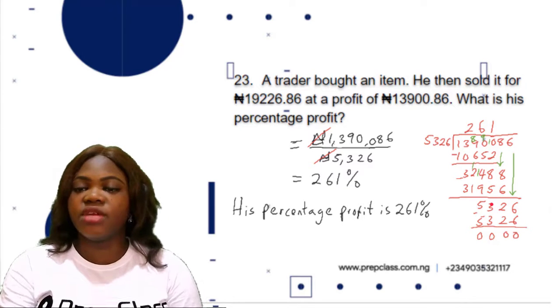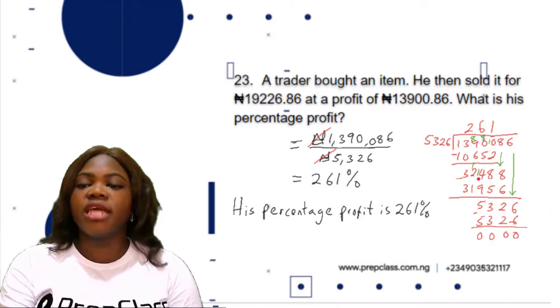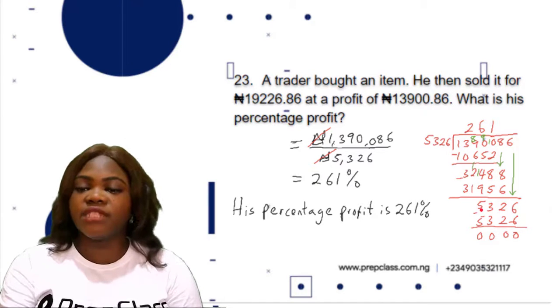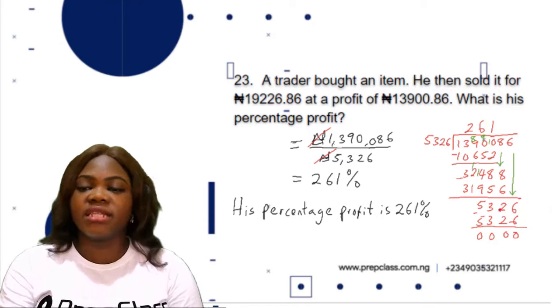8 minus 5 is 3. 4 minus 9 is not possible, so we get 1 from 2. It remains 1. Put the 1 here, it becomes 14. 14 minus 9 is 5. Then 1 minus 1 is 0. 3 minus 2 is 0. So now we have 532.